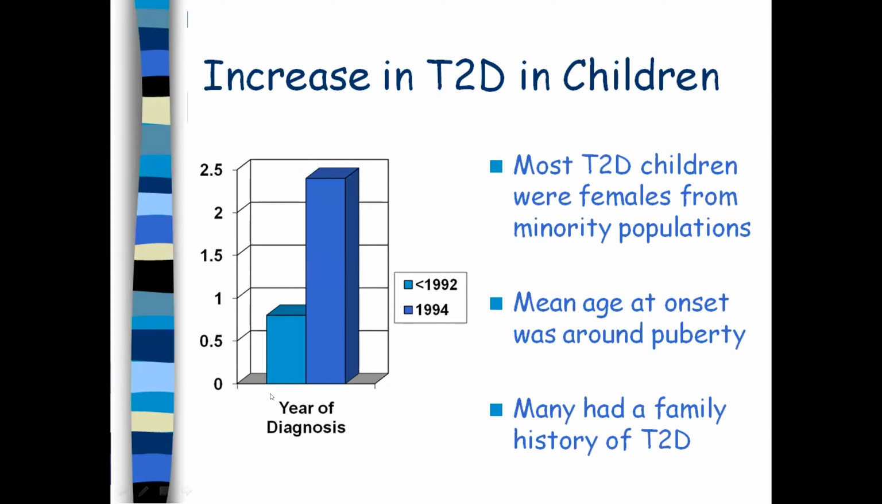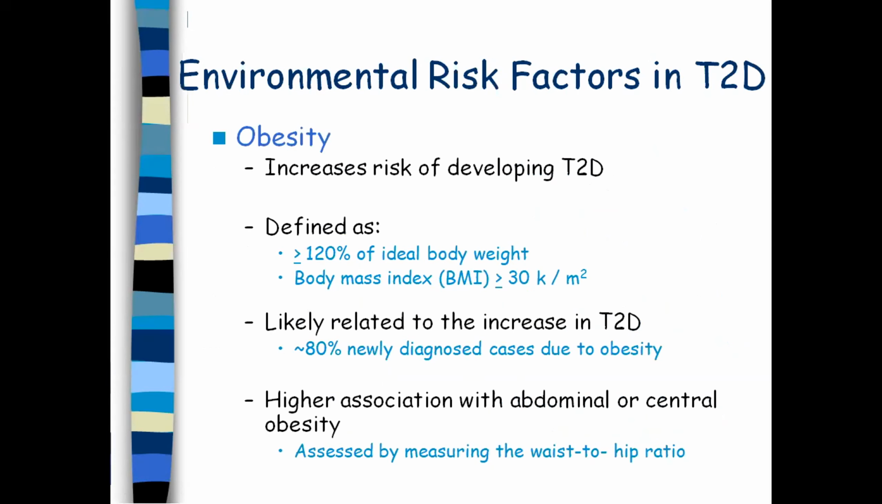So nowadays there is an increase in the prevalence of type 2 diabetes in children also. Those parents who are suffering from type 2, their children may have a chance to develop type 2 due to genetic predisposition. So, environmental risk factors in type 2 diabetes: obesity. Obesity plays an important role in the development of type 2 diabetes, and it is mainly due to the development of insulin resistance, and around 80% of newly diagnosed cases of diabetes are mainly due to obesity.